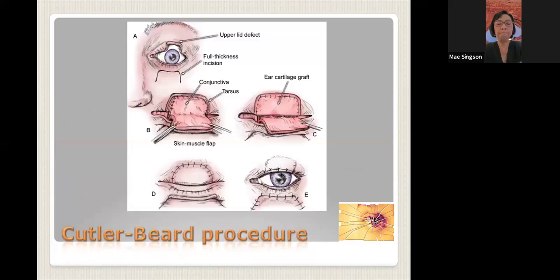So next, please. Here is an example of a defect of an upper lid. What they did is advance the posterior section of the lower lid into the upper lid to replace the defect, and then use the skin also of the lower lid to the upper lid to complete the defect. This is what we call the Cutler-Beard procedure.